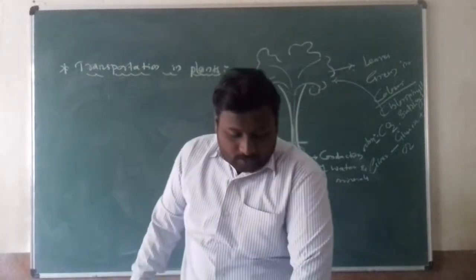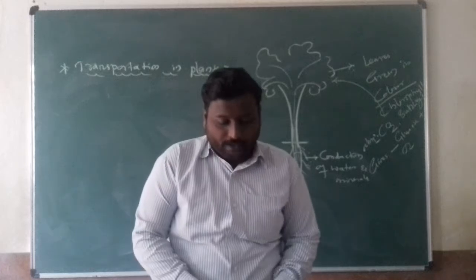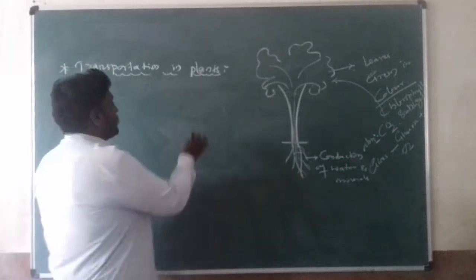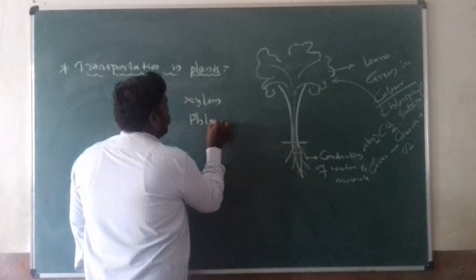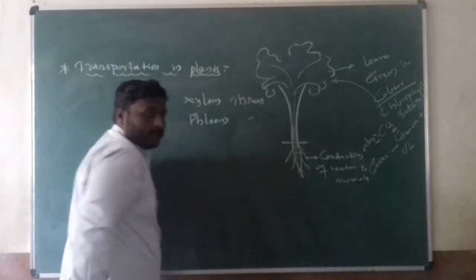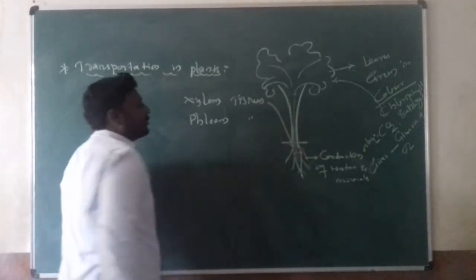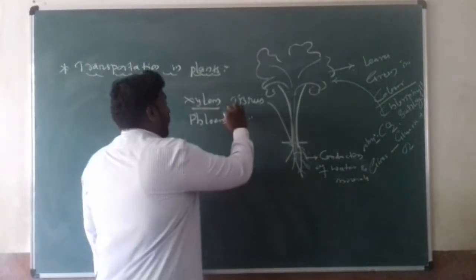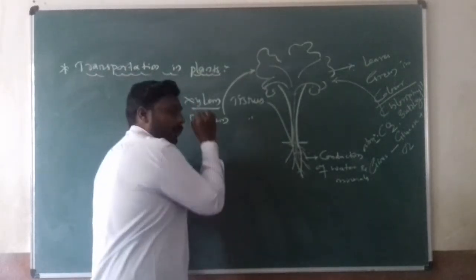Therefore, two pathways have developed in plants independently, which comprise xylem tissue as well as phloem tissue. Yes, my dear students, it means conduction of water takes place with the help of xylem, and transportation of food takes place with the help of phloem tissues.